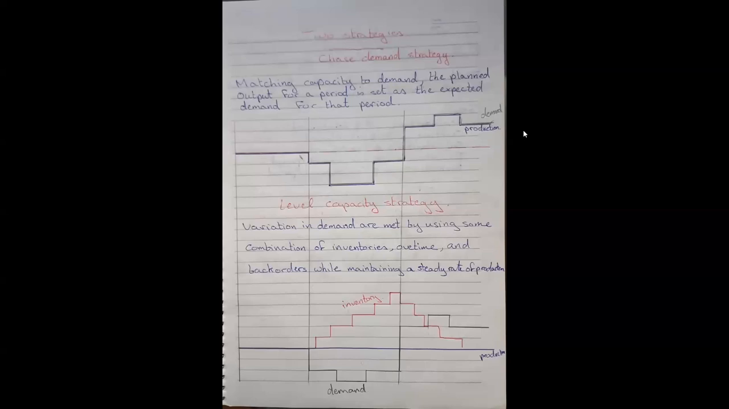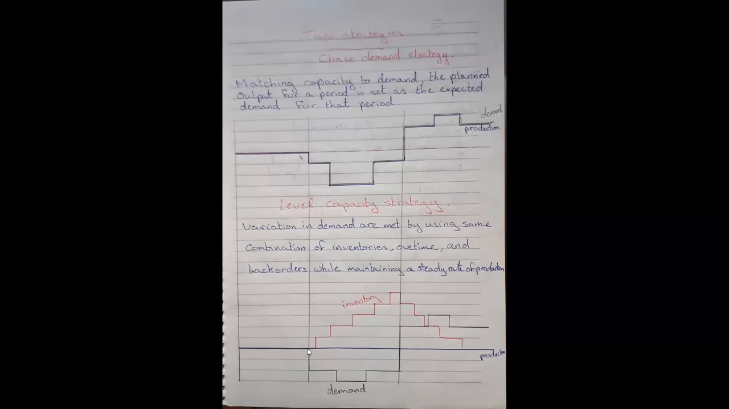And there is the level capacity strategy, in which the variation in demand is handled by using a combination of inventories over time and back orders while maintaining a steady rate of production. The firm itself produces at a steady rate, which is the blue line here, which is the production.